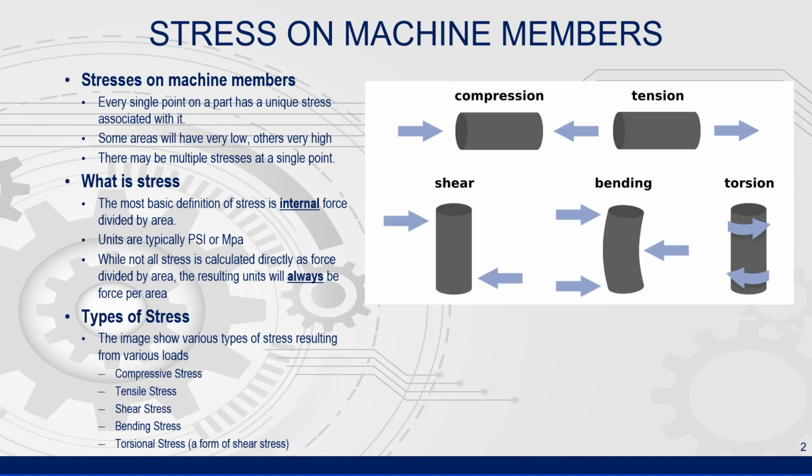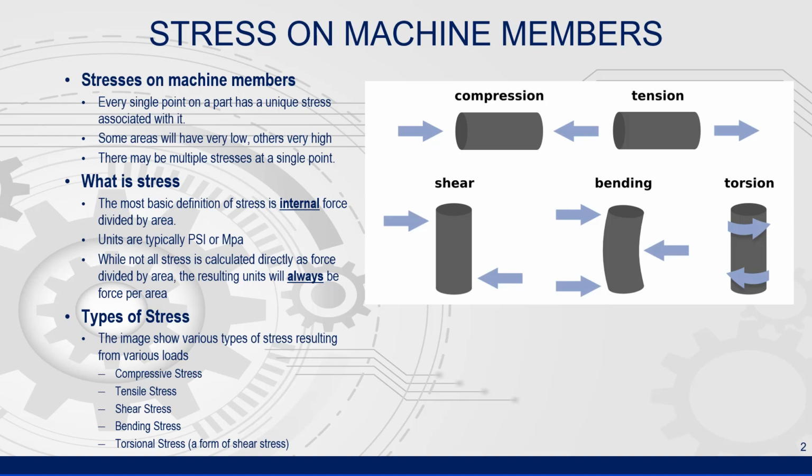The most basic definition of stress is force per unit area. In some cases, stress is calculated by directly dividing the force by the area. In other cases, the computation is not as direct, but the end result still has units of force divided by area. There are four main types of stress.